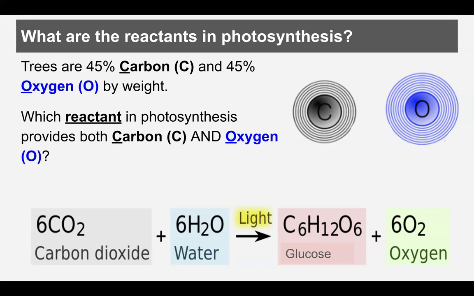So if we remember that trees are 45% carbon and 45% oxygen by mass or by weight, which reactant in photosynthesis provides both carbon and oxygen? So look at those two reactants. Which reactant in photosynthesis provides both carbon and oxygen? Because we know that the mass of a tree is 90% carbon and oxygen. So which of those two reactants has both carbon and oxygen in the molecule? This is where you're going to start to put these things together.